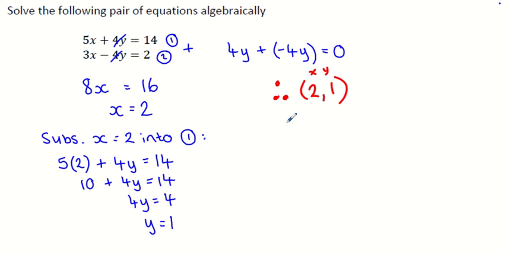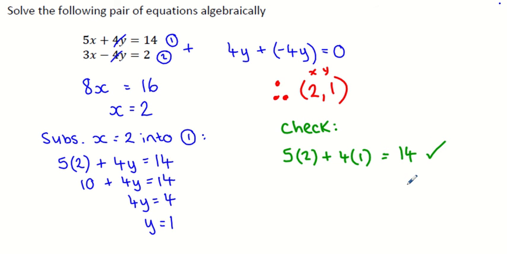But let's check this. Let's check to make sure that it meets both equations. So 5 times 2 is 10, plus 4 times 1, which is 4. 10 plus 4 is 14, so that works. For the next one, 3 times 2 is 6. Oh, minus 4 times 1, so 6 take away 4 is 2, and that works.